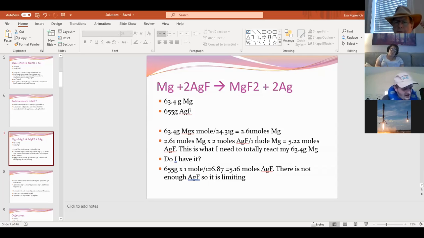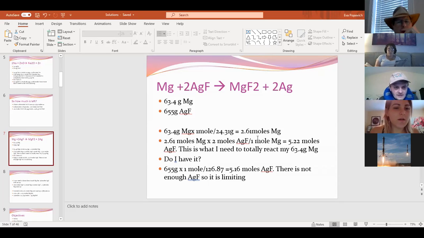The magnesium's atomic weight. How much is the magnesium atomic weight? I have my periodic table out. I'm just trying to look. 24.31. Okay, thank you. So I divide the 63.4 by the 24.31. I start off with 2.61 moles of magnesium. But what's the relationship between silver fluoride and magnesium? 2 to 1.